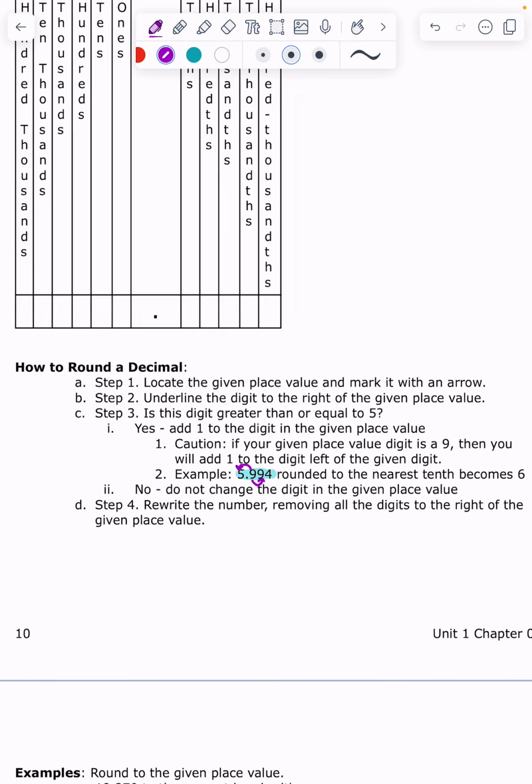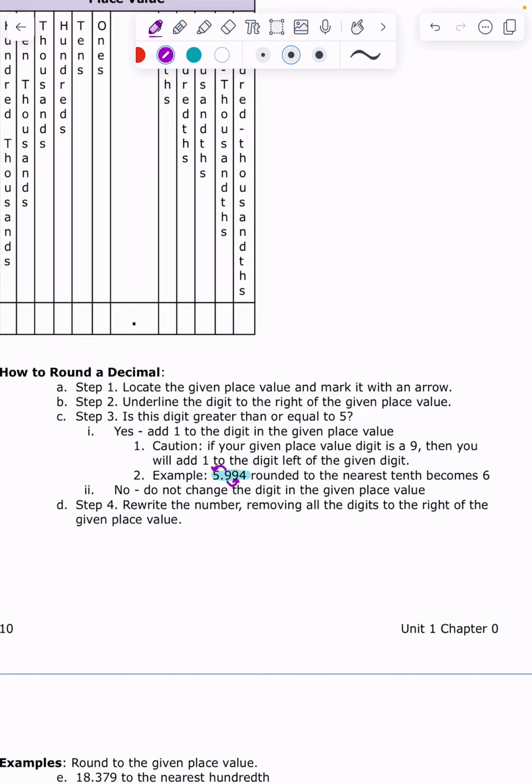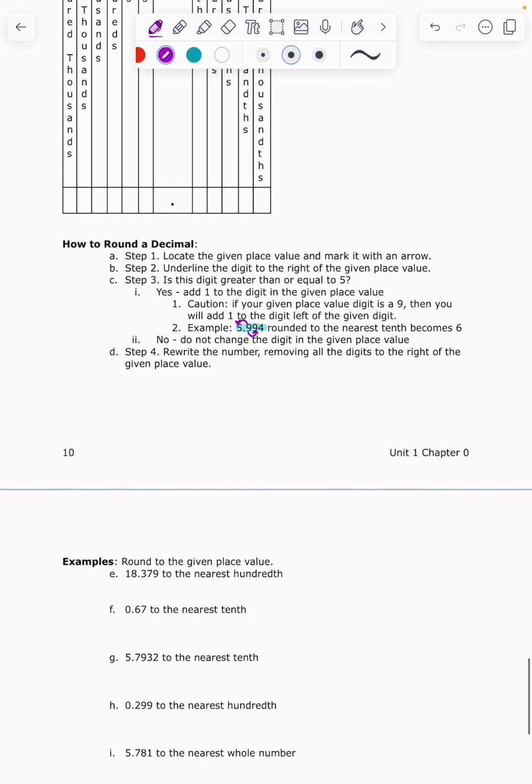All right, so here's your steps. You need to locate your given place value and mark it with an arrow. Underline the digit to the right of the given place. Is this digit greater than or equal to 5? Yes, add 1 to the given digit, the given place value, sorry. And then we already talked about the nines. And then if not, don't change the digit in the given place value and rewrite the number, removing all the digits to the right of the given place value. I know that sounds like a mouthful.